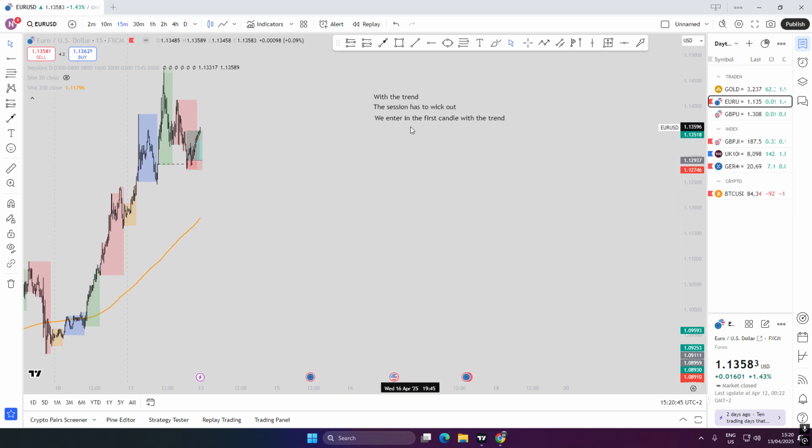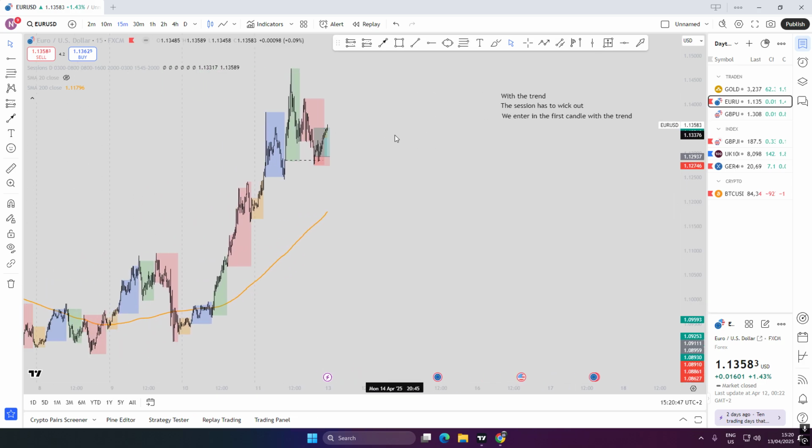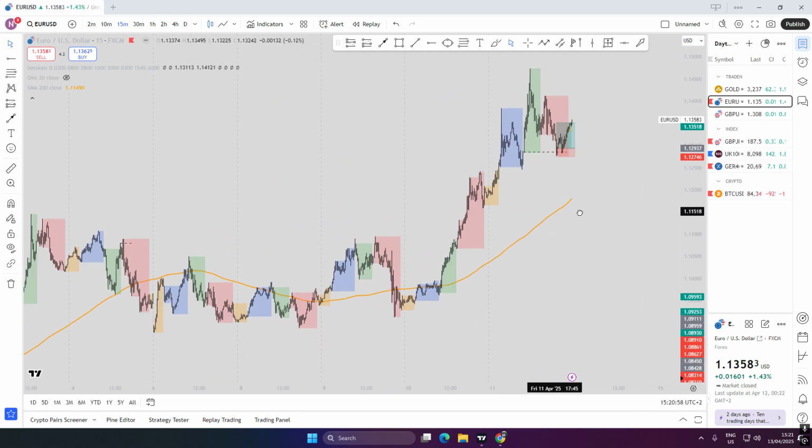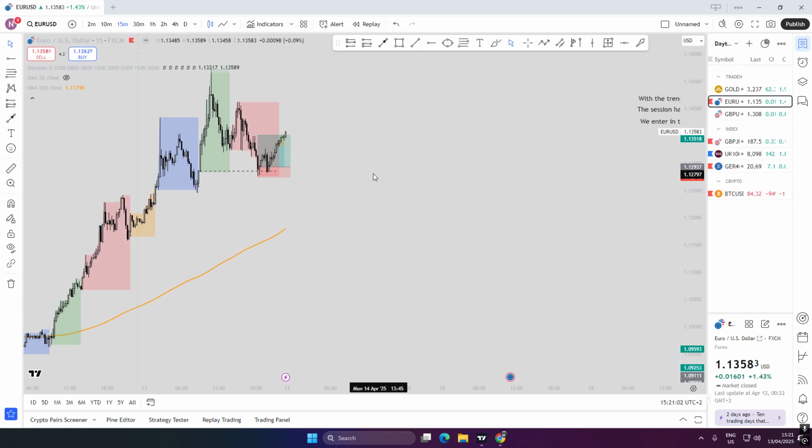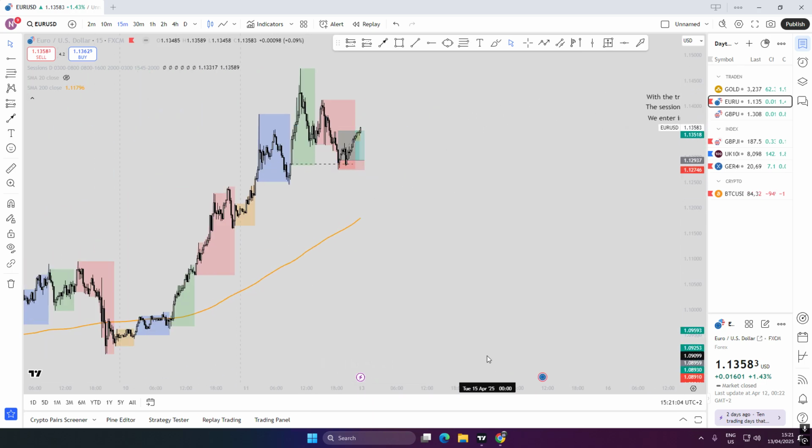We target 1 to 3 or 1 to 2, whatever you want. The RR doesn't matter. Just pick one RR and keep doing it. That's basically it. Hopefully it helped. Hopefully it cleared some things up. Use it, backtest it, and you will see that it's helpful. So good luck with it and bye.